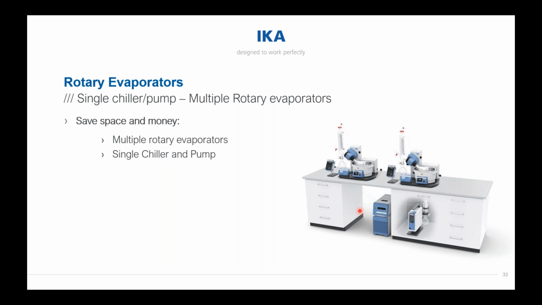You can see here a setup, for example, with 2 rotary evaporators, but just a single chiller and a single pump. That's of course also possible with more than just 2 evaporators. So for example, if you have a special application, we can also talk about this afterwards. If you want to have more than 2, you just need a more powerful chiller, for example, or even a more powerful vacuum pump.